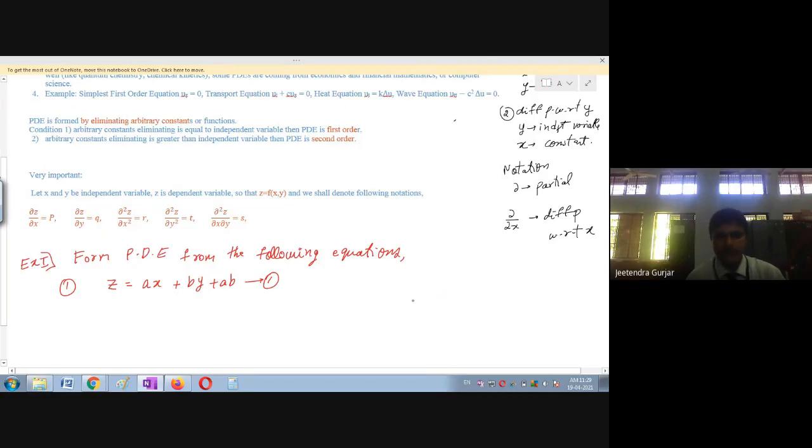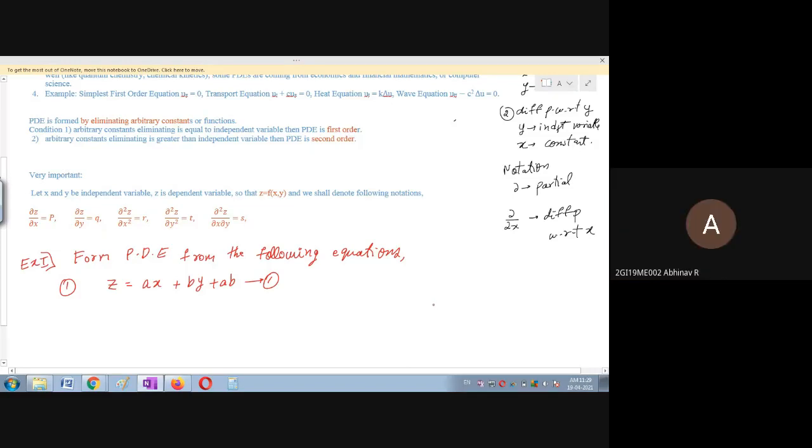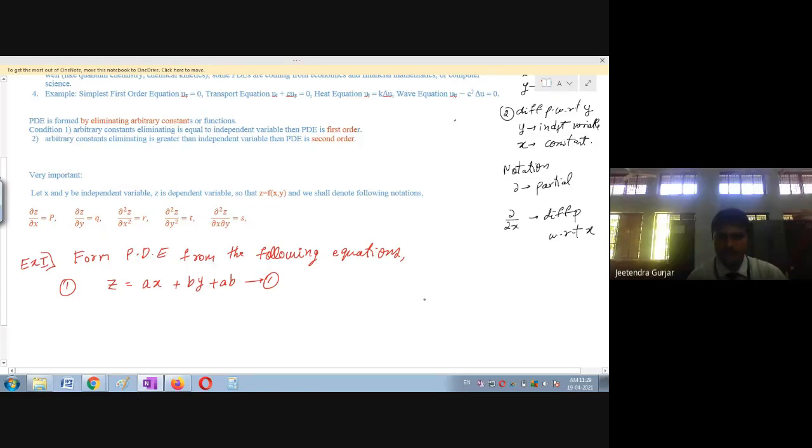In equation 1, what are the constant terms? A and B. Yes, very good, that's it. Is it difficult? A and B are constants, very good. Next, can anybody tell me what is x and y?